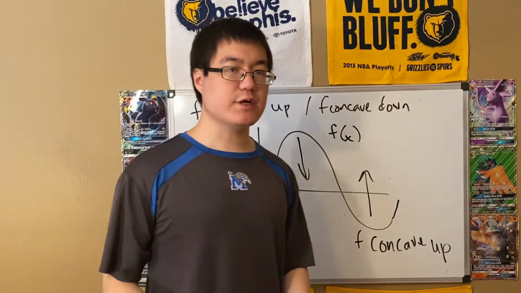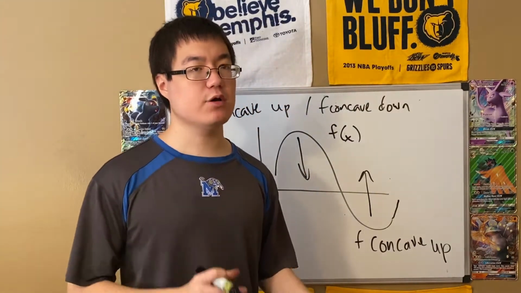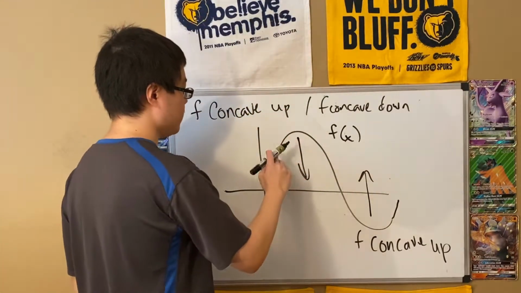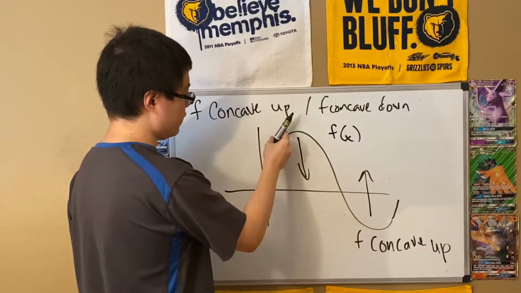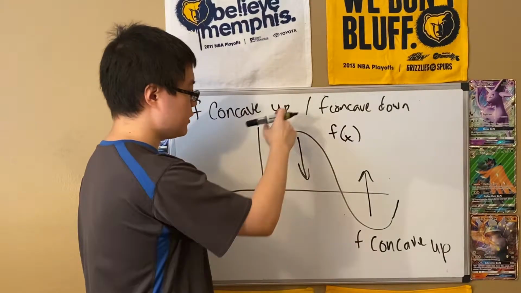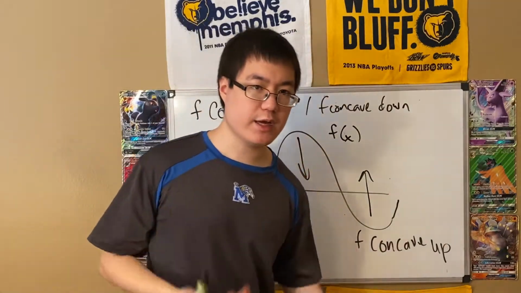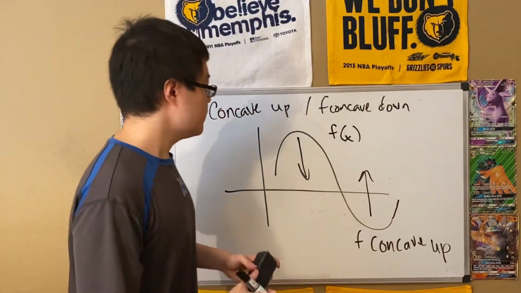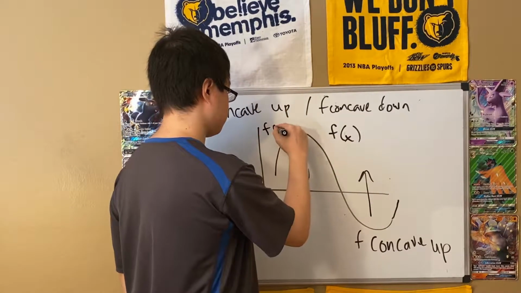And concave down looks like this thing right here. That's when your slopes are getting less steep, when you're getting smaller and smaller slopes. So instead of slope 4, we get slope 3, slope 2, slope 1, slope 0. Same thing with the negative side: we get slope -1, -2, -3, -4. So this is what is concave down.